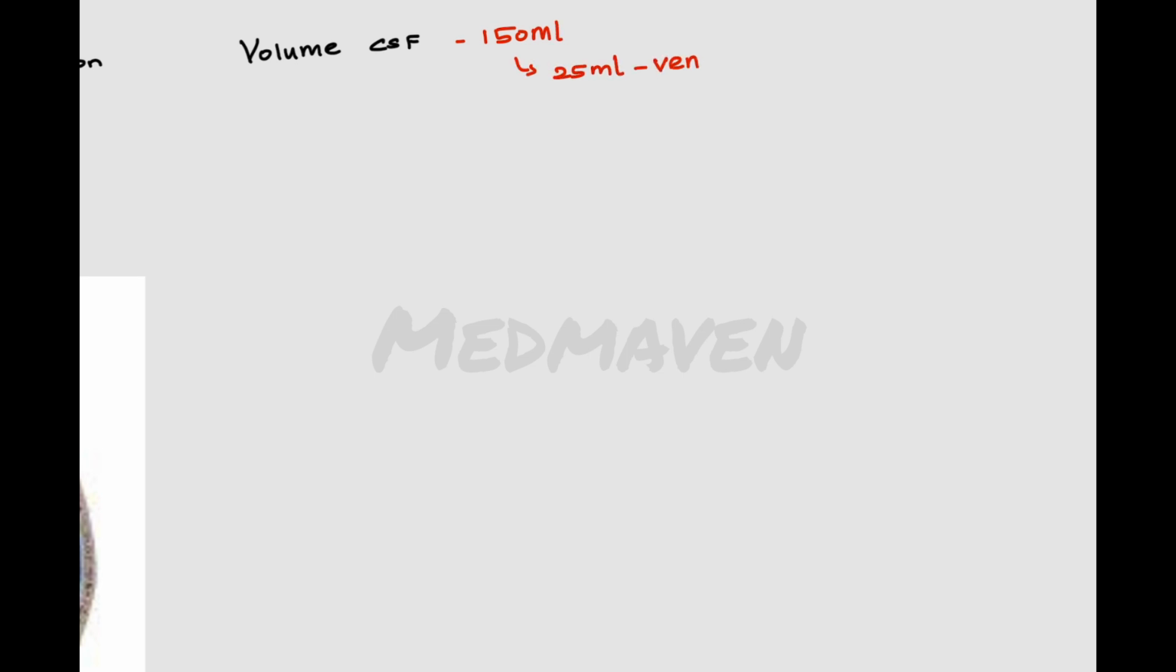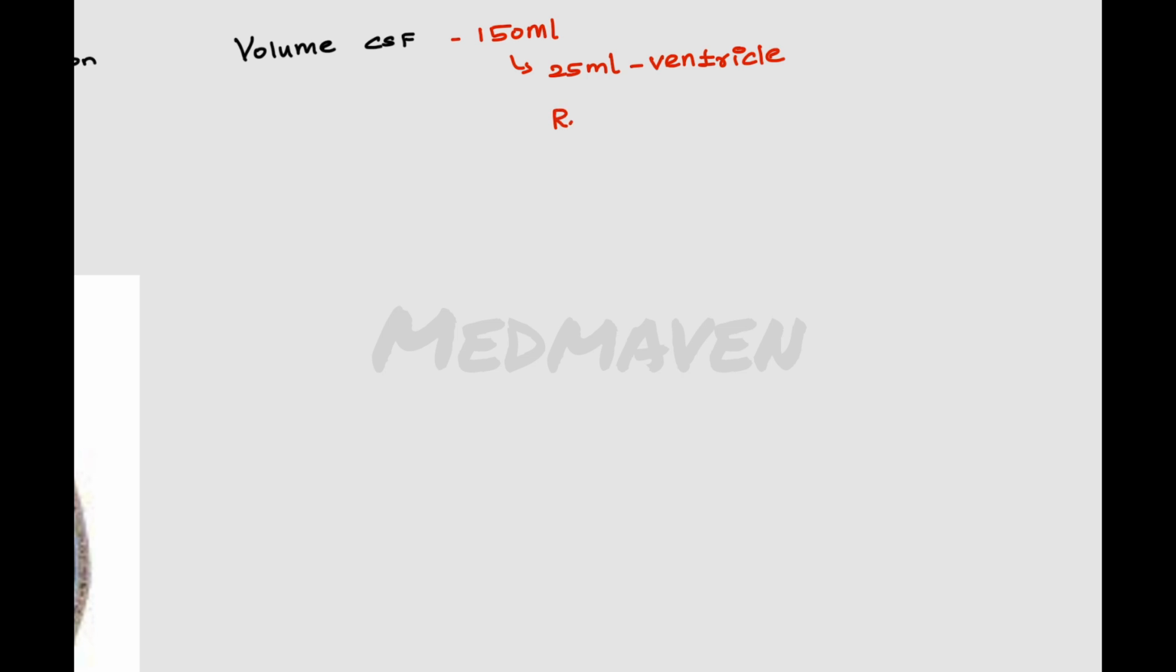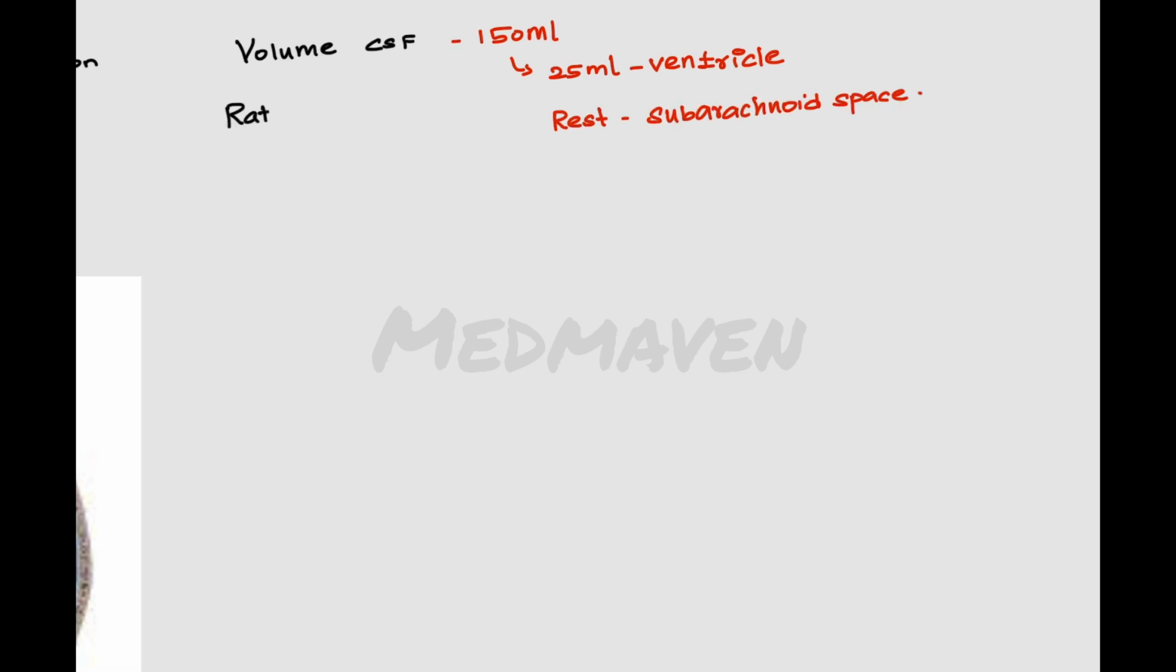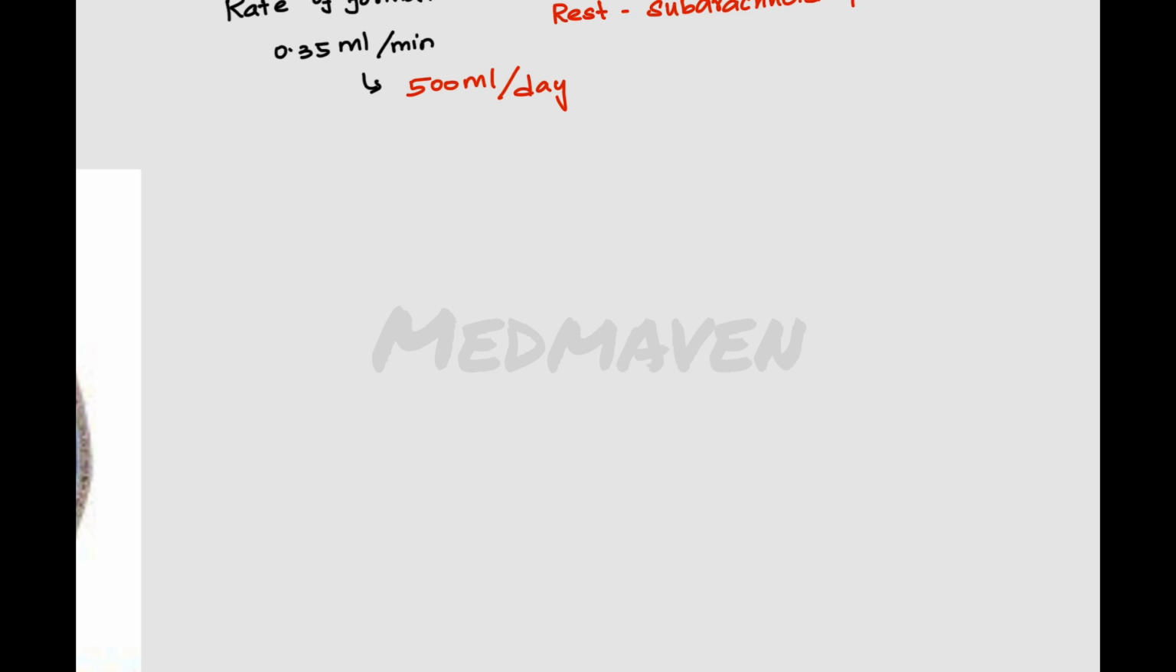The total volume of CSF in an adult is about 150 milliliters. Of this, around 25 ml is in the ventricles, and the rest is in the subarachnoid space. The rate of formation of CSF is approximately 0.35 milliliter per minute, which comes to 500 ml per day, meaning CSF is completely replaced about 3.7 times per day.